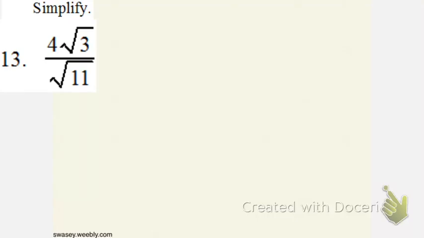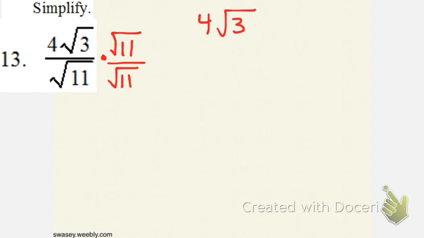Alright, on this one we're trying to simplify this fraction. To get rid of the square root in the denominator, or what we call rationalizing the denominator, we're going to multiply the top and the bottom by square root of 11. So in our numerator, we'll have 4 square root 33. And then in our denominator, square root of 11 times square root of 11. If it helps you, you can rewrite it as square root 121, but it comes out to just 11.